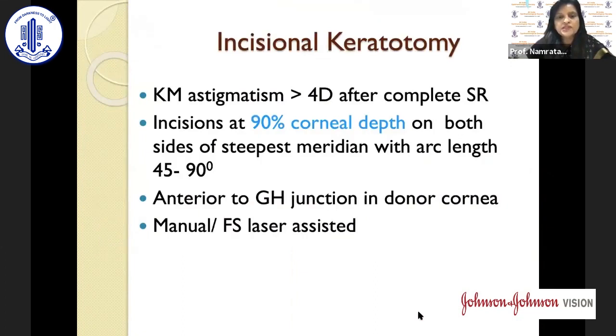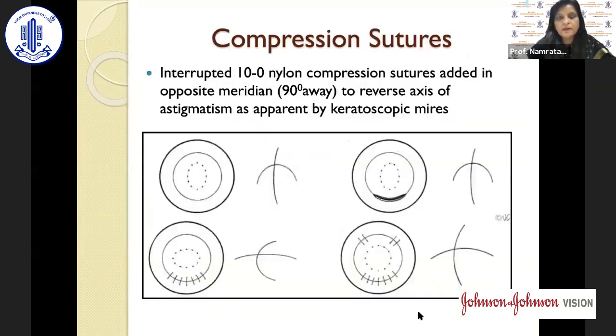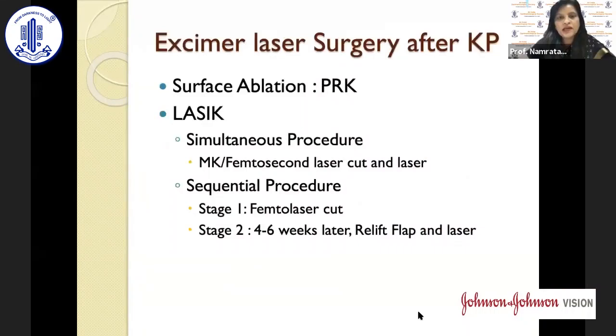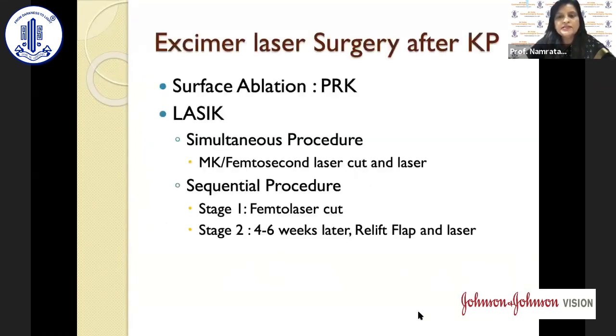One can also do incisional keratotomies at 90% corneal depth, at the steepest meridian with an arc length of 45 to 90 degrees. It has to be anterior to the graft host junction, and it can be done either manually or with a femtosecond laser. Compression sutures were used earlier, and also the wedge resection. However, these are not very predictable and are not used very frequently now. Excimer laser surgery can also be done. One can do surface ablation for low amplitudes of astigmatism, and one can do the LASIK procedure.